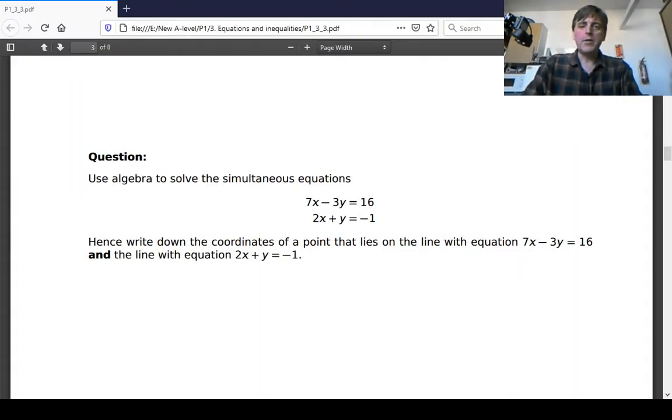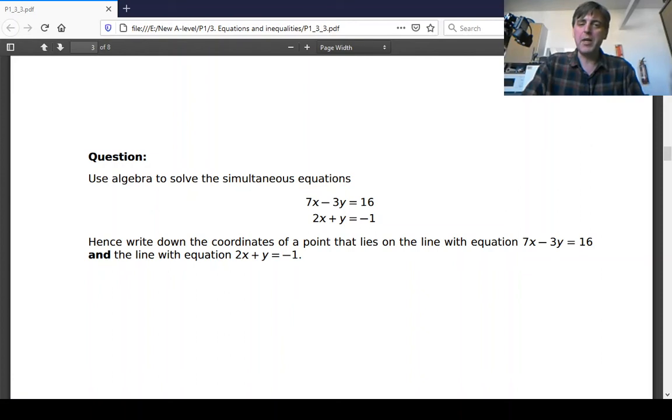So how does this relate to simultaneous equations then? Well, for simultaneous equations, if we think of these as points on a line or a curve, then each equation will have a whole set of points. And simultaneous equations will be any points which lie on both of those graphs, both of those lines.